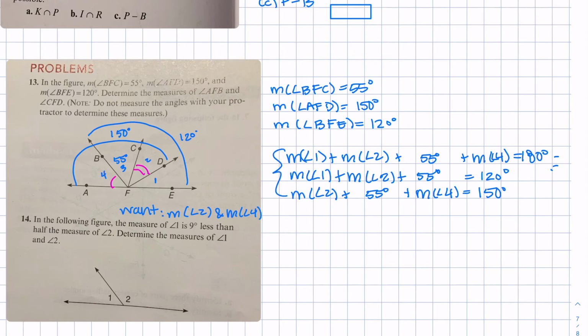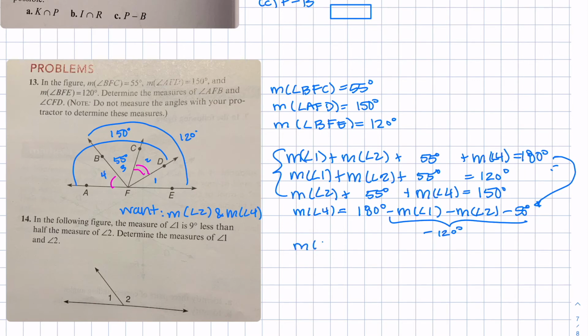so here, these are the three that I started with. This top one says that the measure of angle 4 is 180 minus the measure of angle 1 minus the measure of angle 2 minus 55 degrees. And this whole thing is negative 120. So that means the measure of angle 4 should be 180 minus 120, which is 60 degrees. Okay, so now we already have angle 4. We really just need angle 2.